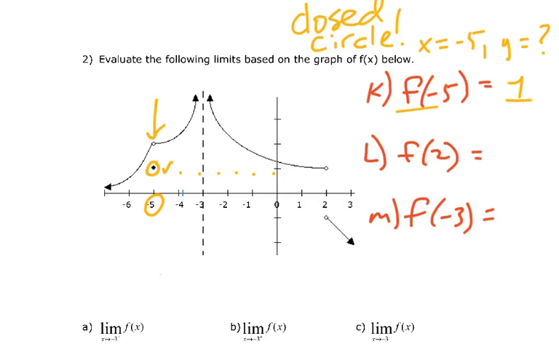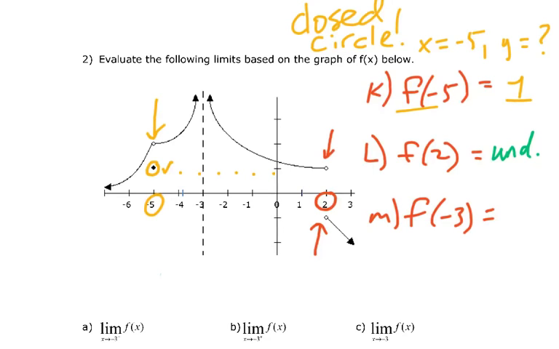L is asking for f of 2. So that's asking us to come over here to x equals 2. Well, at x equals 2, I see an open circle here and an open circle here. I do not see any sort of closed point. I don't see anything on the graph that would be a plotted point at x equals 2. So that means that this is undefined. That's UND for undefined.